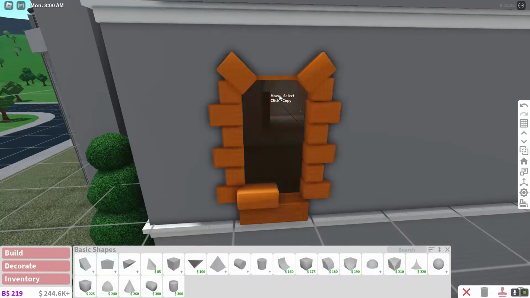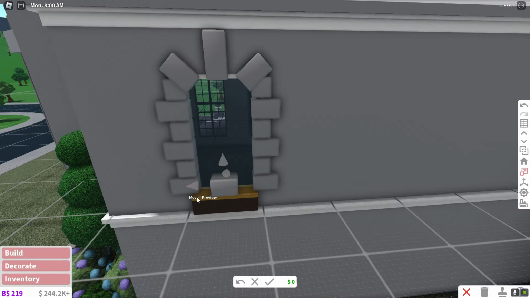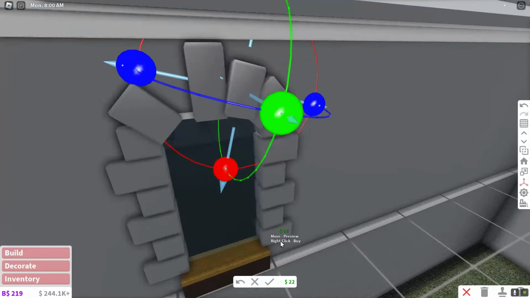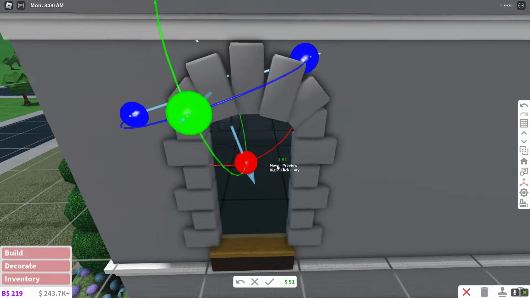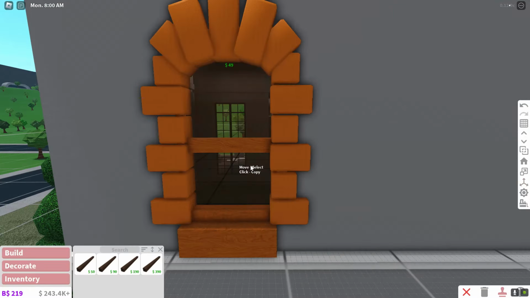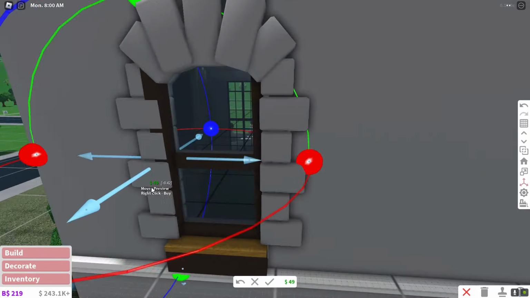To do the stonework, I used the technique I used in my realistic cottage video, self-promo, don't mind me. I just transformed these smooth cubes, are they actually called smooth cubes? I don't actually remember, but I resized them and then transformed them into place around the window. Although this time it was a little bit more difficult because of the curved top bits.